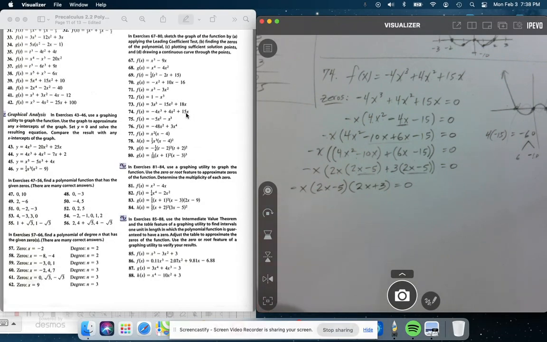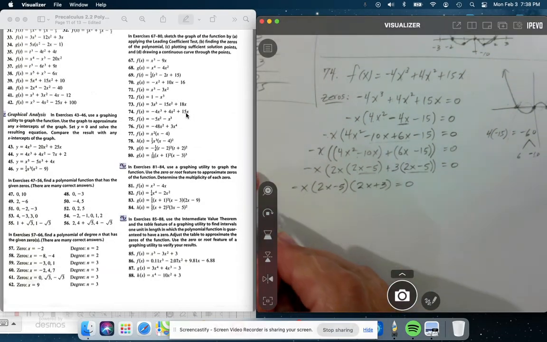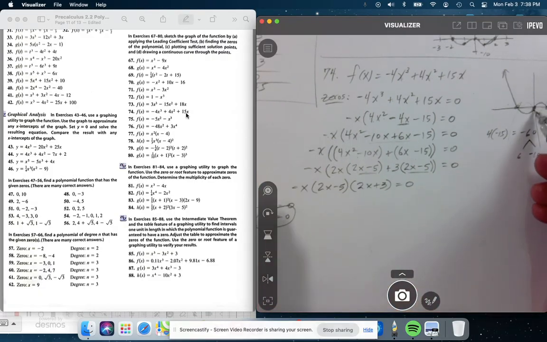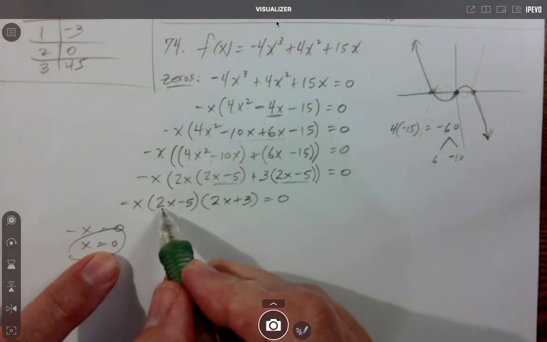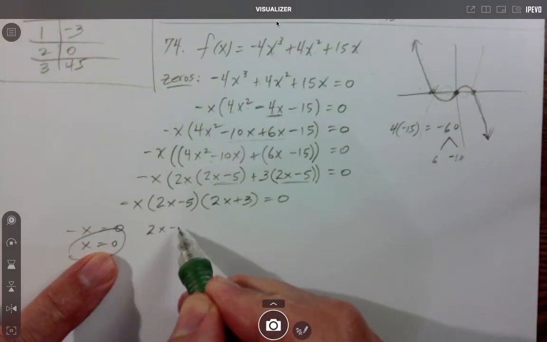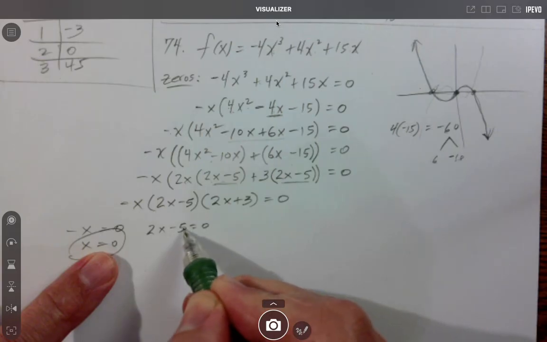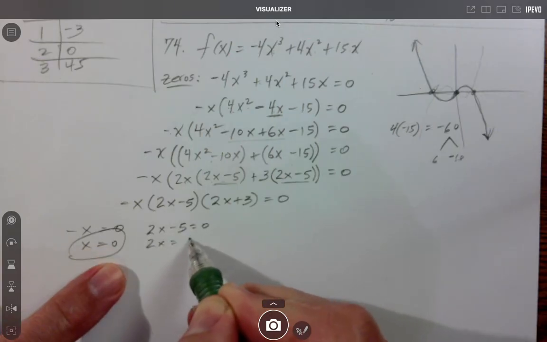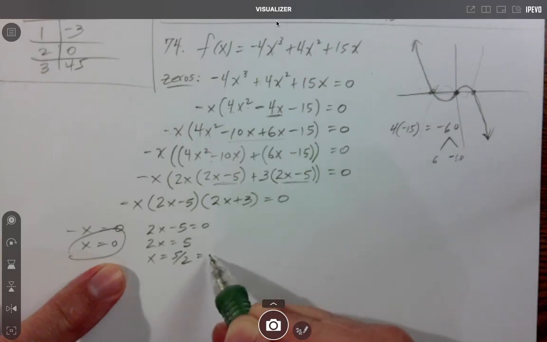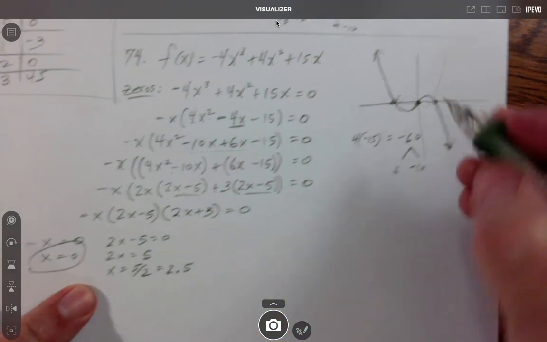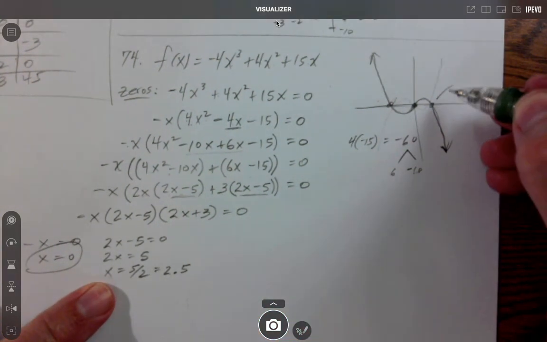So now I need to set each factor equal to 0. So we set negative x equal to 0. So x is 0. That's one factor. That means it goes through 0, 0 right here. 2x minus 5 is 0. So that's going to be 2x is 5. So x is 5 over 2, which is what? 2.5? So I know that number right there is 2.5.